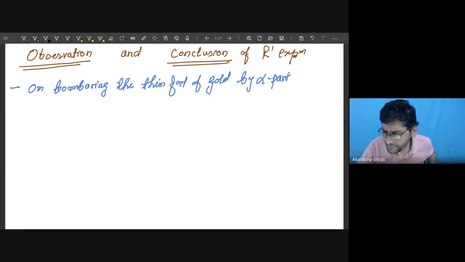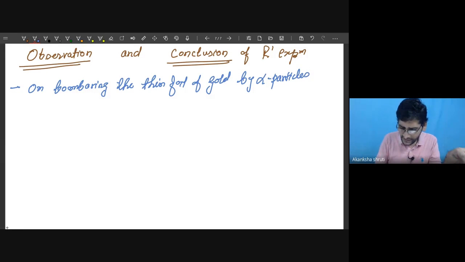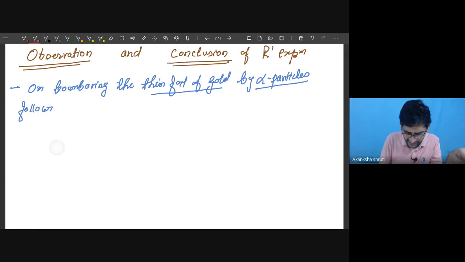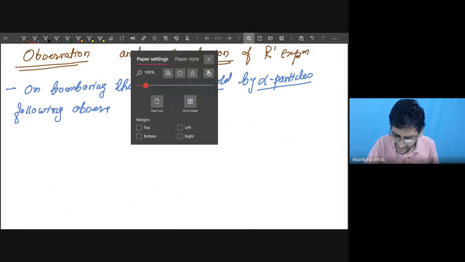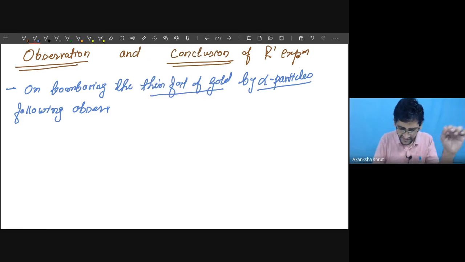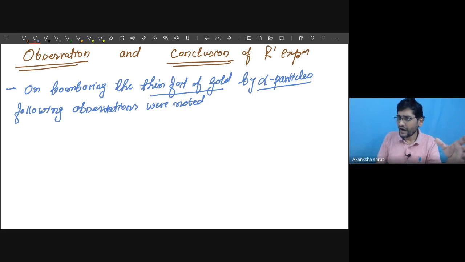Alpha particles. On bombarding the thin foil of gold by alpha particles, the following observations were noted. And after these observations, certain conclusions were drawn.